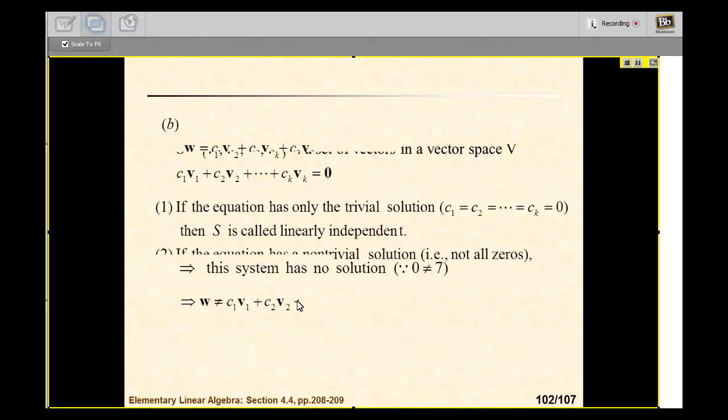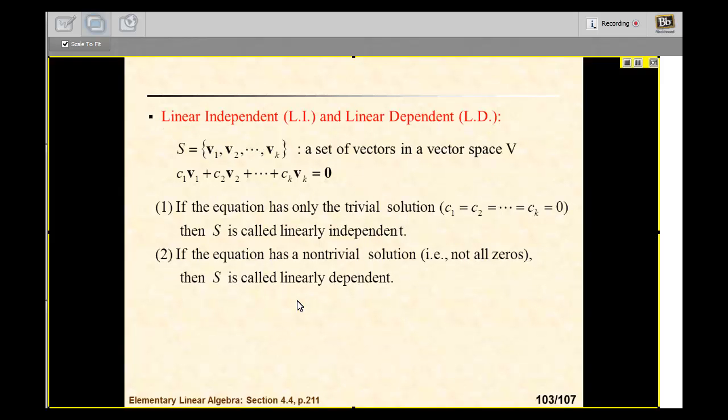The next topic is linearly dependent and independent. There are two cases. If we have a set S equal to V1, V2, up to Vk, a set of vectors in a vector space V, and a linear combination C1 V1 plus C2 V2 and so on equal to 0, then if all the C's are 0, we say that it is linearly independent. If any one C is not 0, then we say that it is linearly dependent.